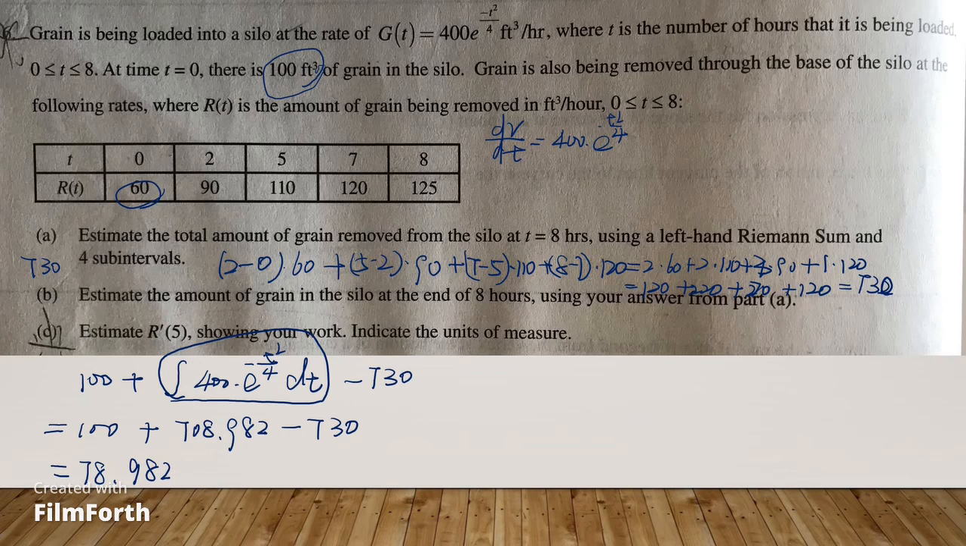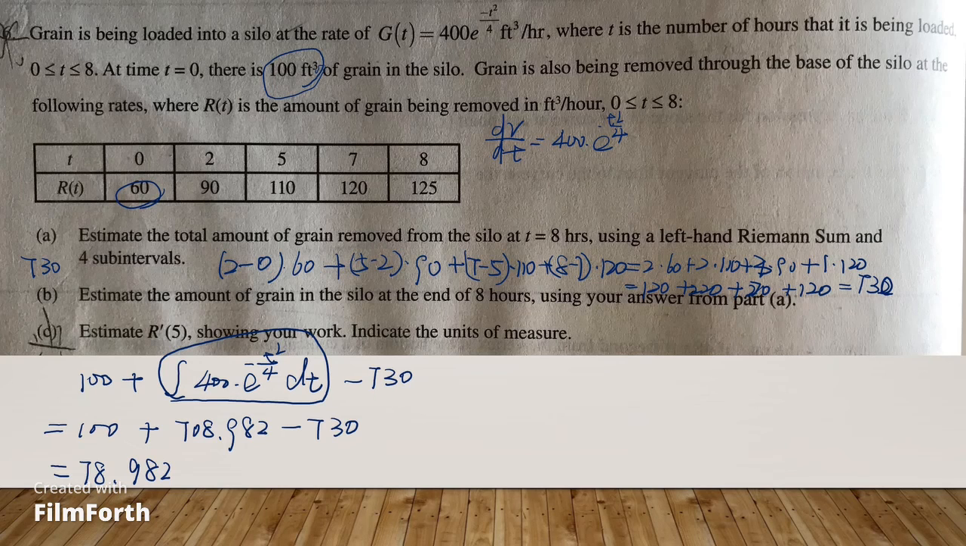Okay, question C. Estimate R prime of 5, showing your work. Indicate the units of measure. For question C, we need to use a special method to estimate the derivative of R at 5, because the R function is given by a table.